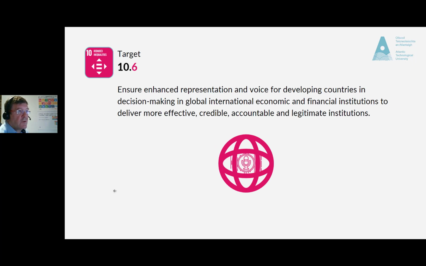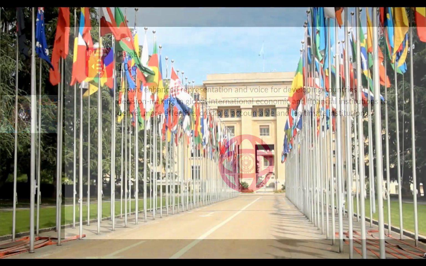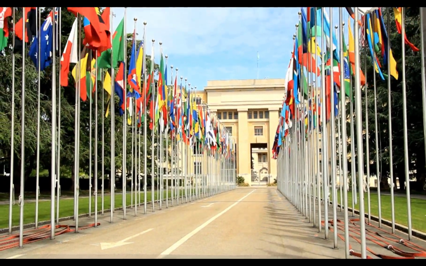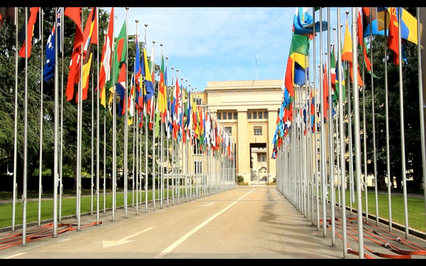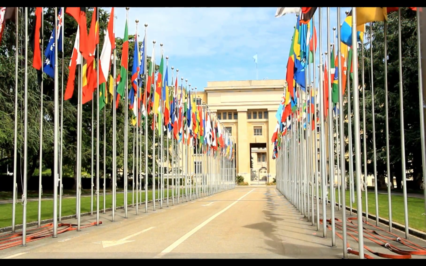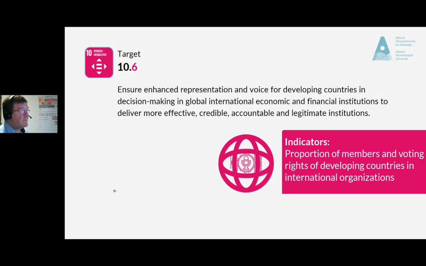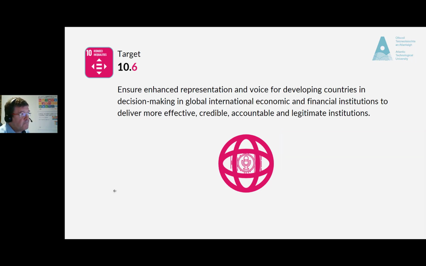Target 10.6: Ensure enhanced representation and voice for developing countries in decision-making in global international economic and financial institutions to deliver more effective, credible, accountable and legitimate institutions. The indicator here is the proportion of members and voting rights of developing countries in international organizations.